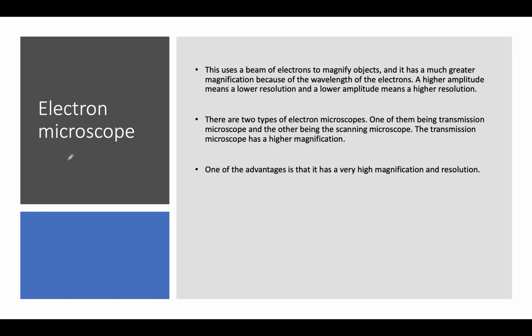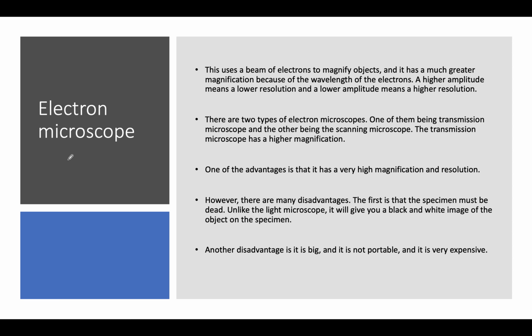One of the advantages is that it has a higher magnification and resolution than a light microscope, but there are many disadvantages. The first is that the specimen must be dead. Unlike the light microscope, it will give you a black and white image of the specimen. Because it uses a beam of electrons, the specimen can't be alive. Another disadvantage is it is really big, it's not portable, and it's very expensive.